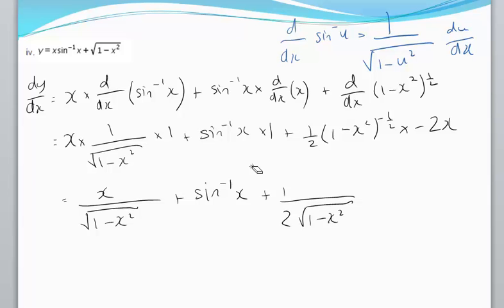So here we'll take our 1 out, multiplied by minus 2x, so we get minus 2x at the top. We can cancel our 2s, and we have x divided by the square root of 1 minus x squared, minus x divided by the square root of 1 minus x squared. So these are going to cancel each other out, and we're left with just our inverse sine of x.